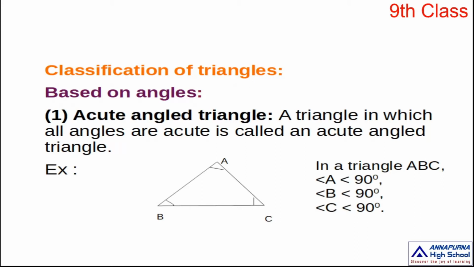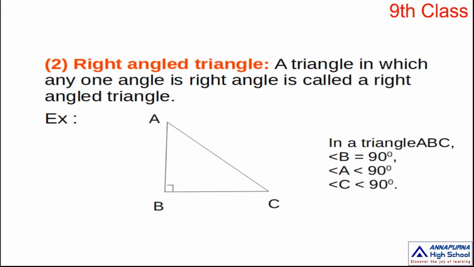So each angle is less than 90 degrees in triangle ABC. See the figure ABC. Angle A is less than 90 degrees, angle B is less than 90 degrees, and angle C is less than 90 degrees. So the triangle ABC is an acute angle triangle.